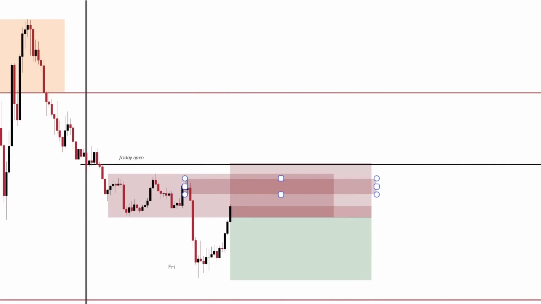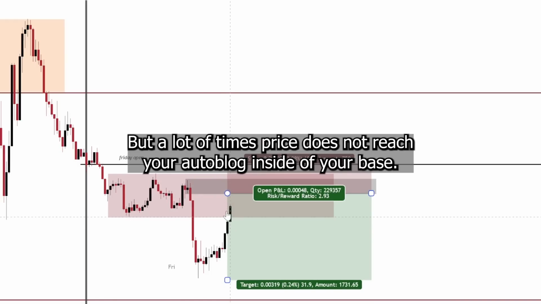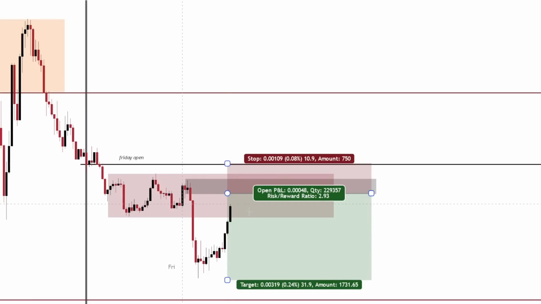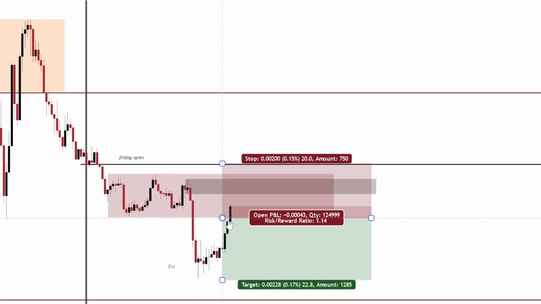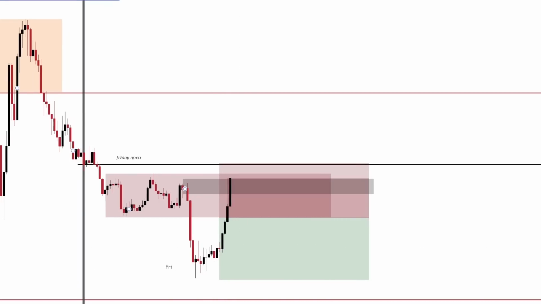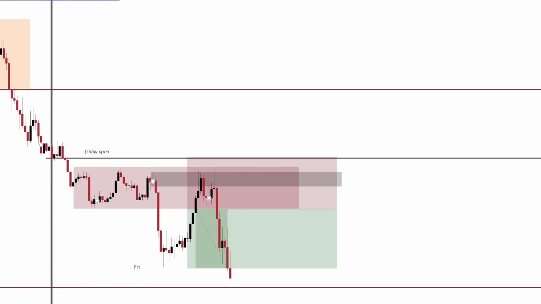So let's make this black for visibility. Then you can take an entry right here. But a lot of times price does not reach your order block inside of your base. A lot of times price reaches your base and reacts instantly. And that's your TP.